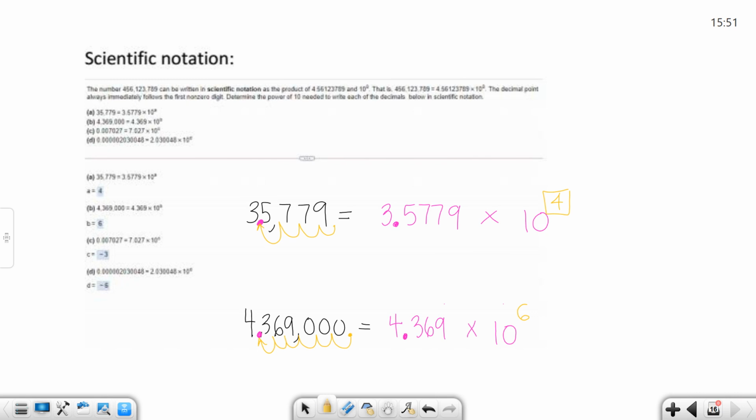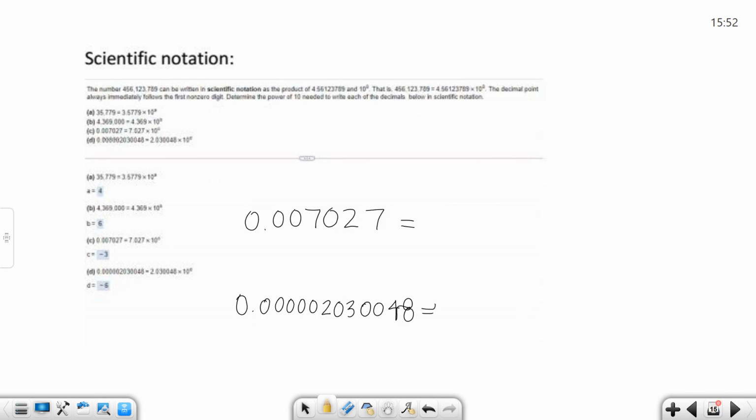Now, if your numbers start out and they're above 1, meaning they're not a small decimal number, your exponent's going to be positive. So 35,000 was a big number, positive exponent. 4,369,000, that's a big number, positive exponent. Okay, but when you start talking about these that are little bitty decimal numbers, they're going to have negative exponents.